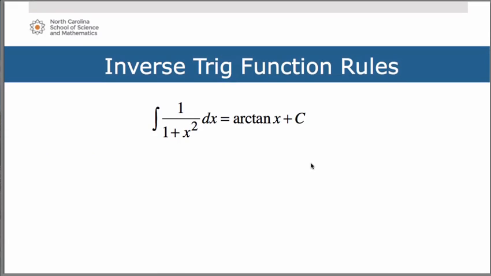Let's consider now the inverse trig functions. There are only 3 you are required to know. If we have the antiderivative of a function that looks like 1 over 1 plus x squared dx, that antiderivative is arctangent of x. And if you think of your arctangent derivative rule, it was 1 over 1 plus x squared. When doing antiderivatives like this, it's really a matter of recognizing the pattern of the integrand. So this is the first of the 3 inverse trig function rules you need to know.